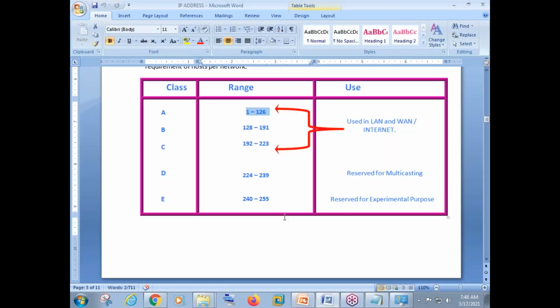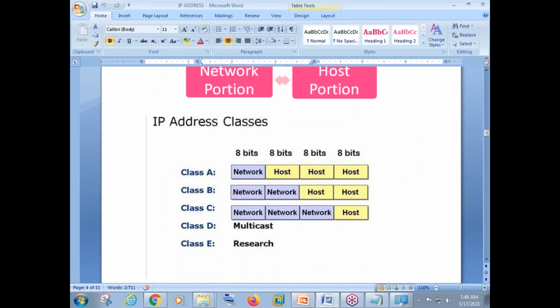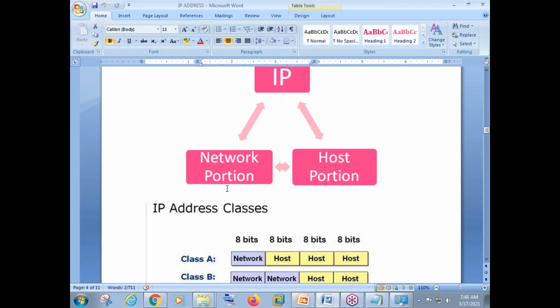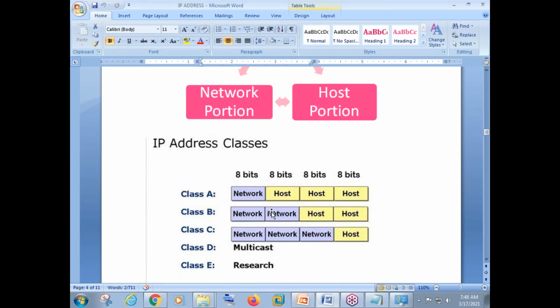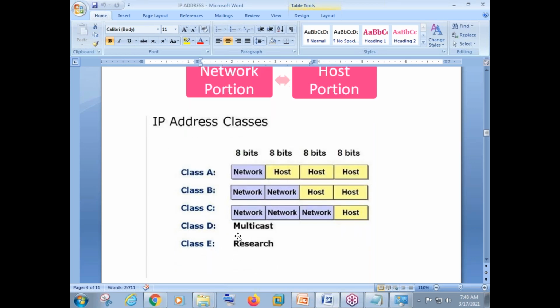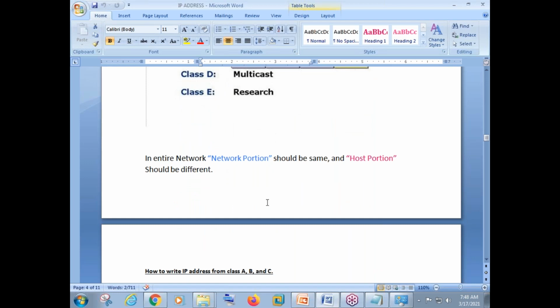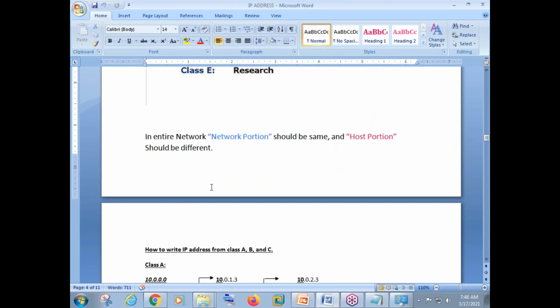Let us check some numbers here. So see, an IP address is divided into a network portion and a host portion. Class A has 1 network octet and 3 host octets. Class B has 2 network octets and 2 host octets. Class C has 3 network octets and 1 host octet. Class D and class E are reserved for special purposes, so there is no network and no host. In an entire network, the network portion should be the same and the host portion should be different.